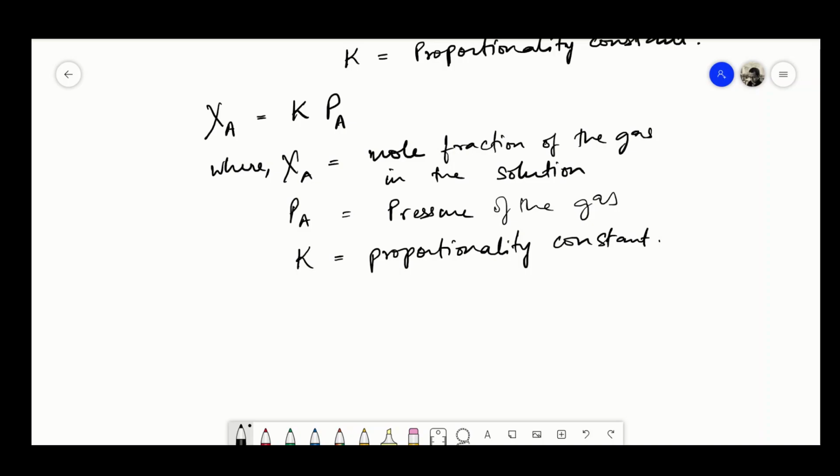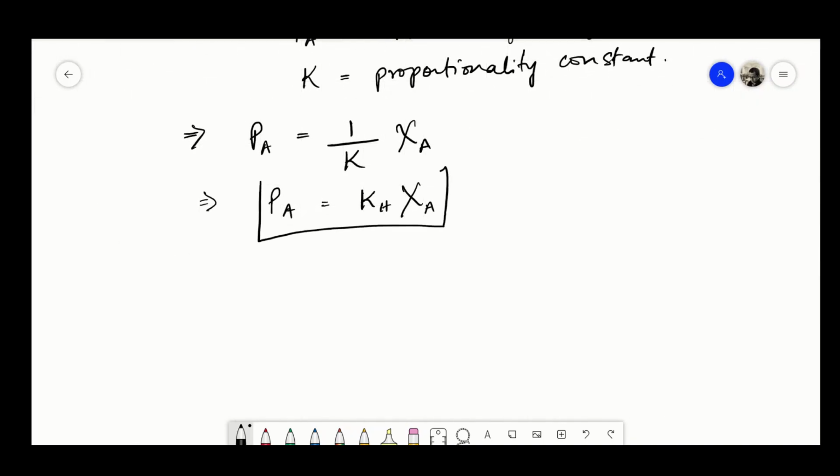Now this equation can be rewritten as Pa is equal to Kh into Chi A. Here, Kh is also known as Henry's law constant. This is the most commonly used form of Henry's law, and it can also be defined as follows: the partial pressure of a gas in vapor phase is directly proportional to the mole fraction of the gas in the solution.